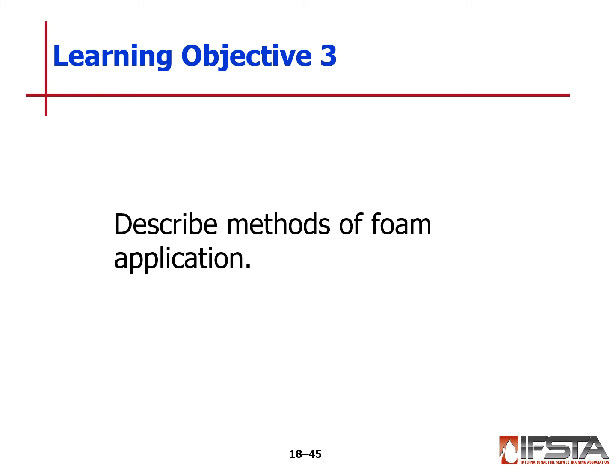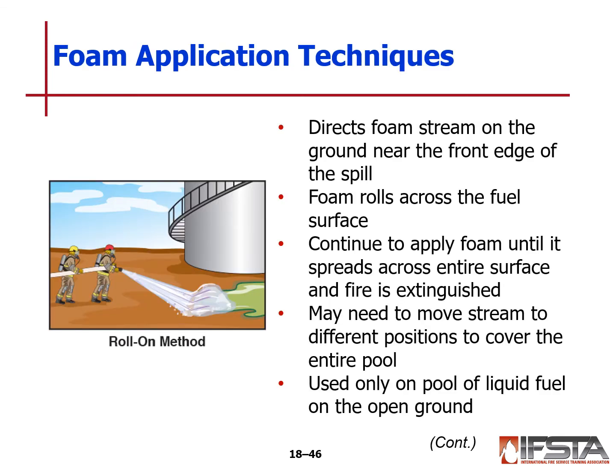Next, we're going to talk about methods of application. Application techniques. We direct foam stream on the ground near the front edge of the spill. Foam rolls across the fuel surface, and we continue to apply foam until it spreads all the way across the entire surface and the fire is extinguished. When we're using the roll-on method, we may need to move the stream to different positions to cover the entire pool. And this is used only on a pool of liquid fuel that's on the open ground. So we're going to roll it on.